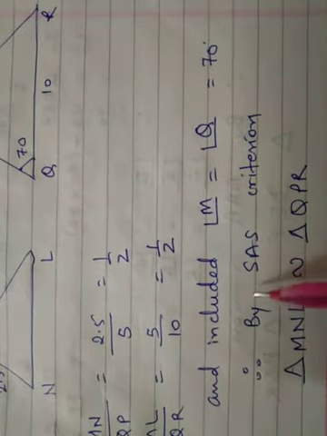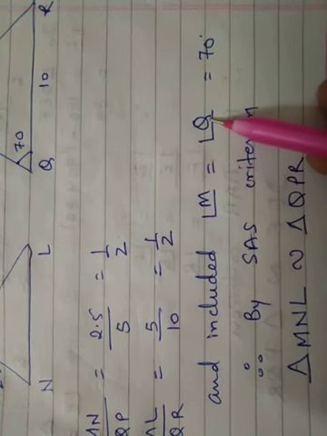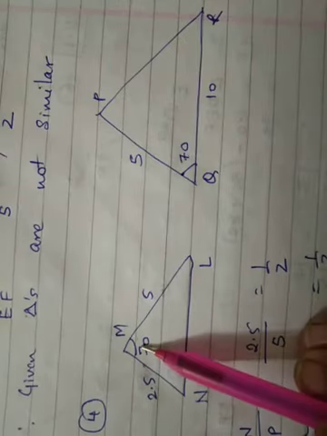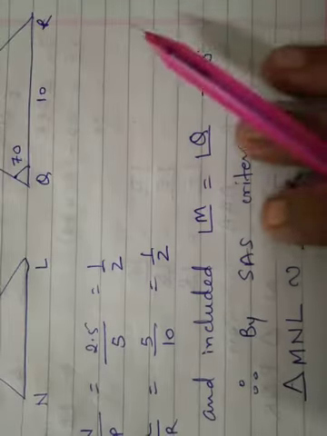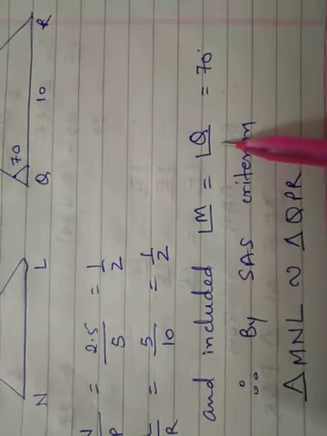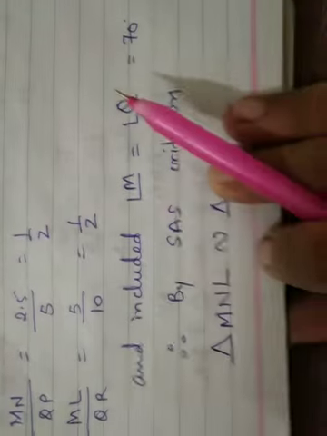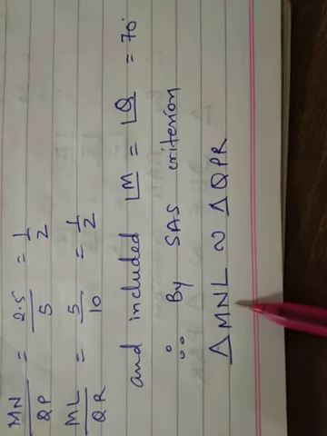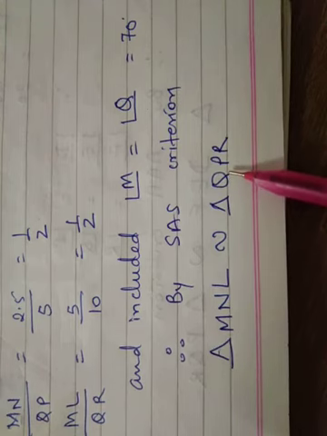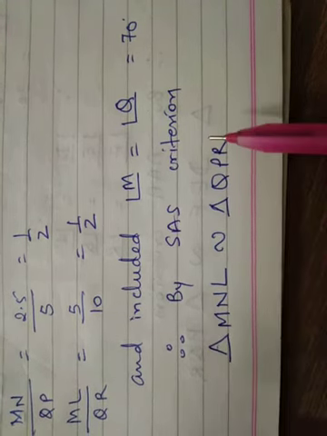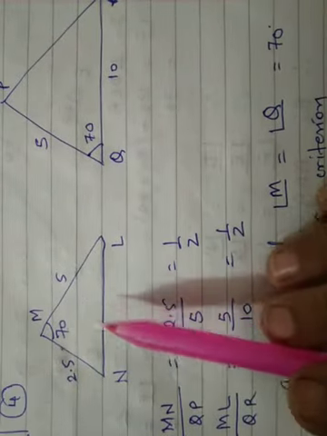So now I say that the included angle M is equal to angle Q. In the diagram here the angle is M, here the angle is Q. So I have written angle M is equal to angle Q, and that is equal to 70, and therefore I can say that triangle MNL is similar to triangle QPR. Now, how should I write the name? There also lies a technique.